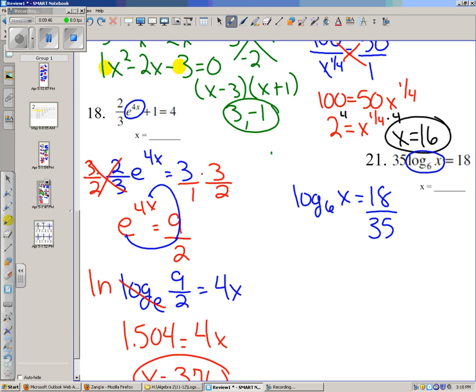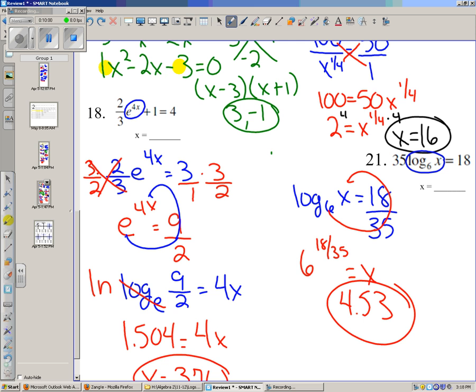As an exponent, it goes 6 to this 18 over 35 exponent will equal my answer of x. And if I just type in that base with its exponent, I get 4.53. And there you go. There is the solving part. That's it.